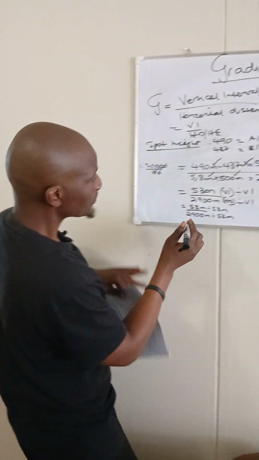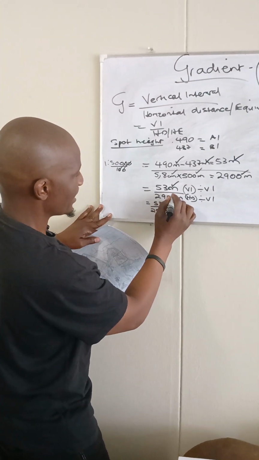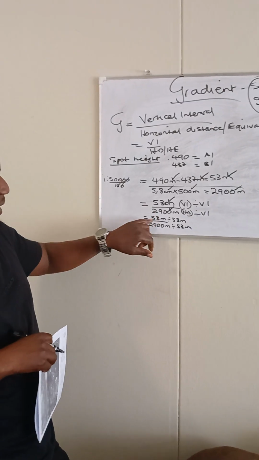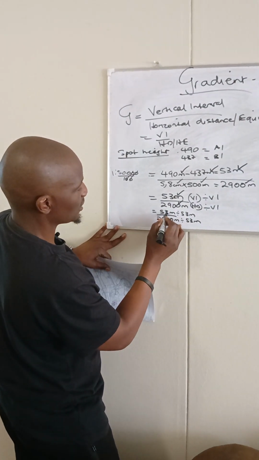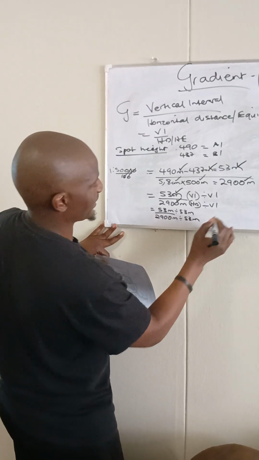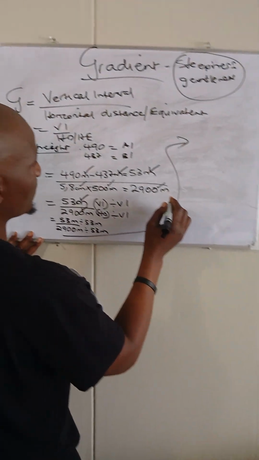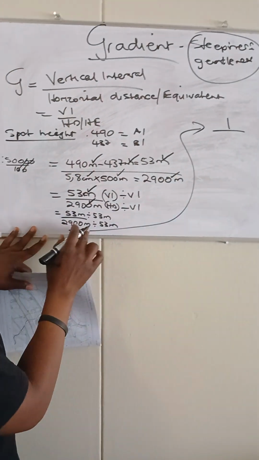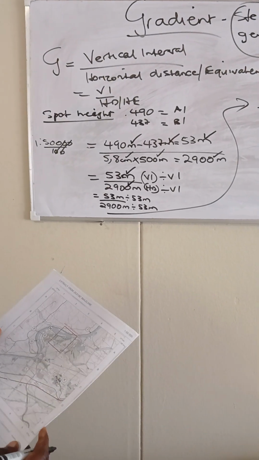Then from there, now that we have got our VI and our HD, which is 2,900, we are now dividing both by the vertical interval, which is 53 meters. So 53 meters divided by 53 meters, what do we get? We get 1. Then 2,900 meters divided by 53 meters, I've done that also. What do we get?